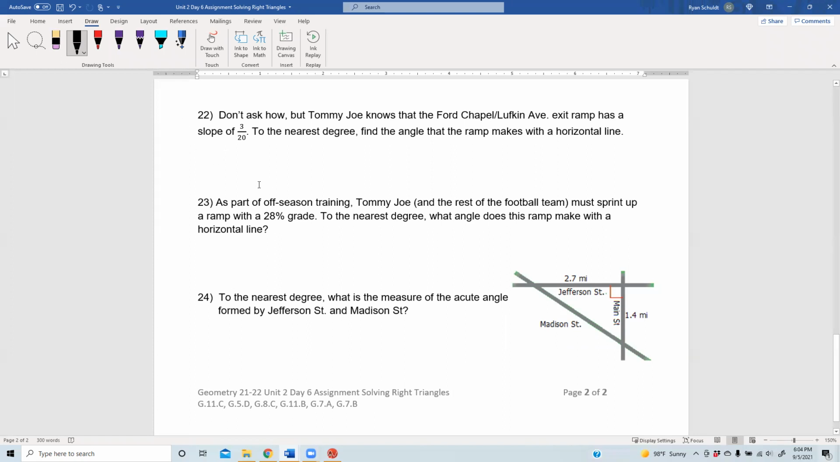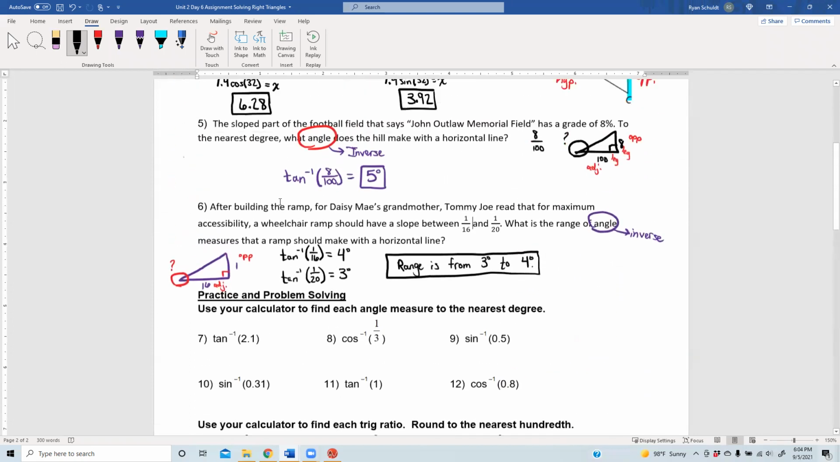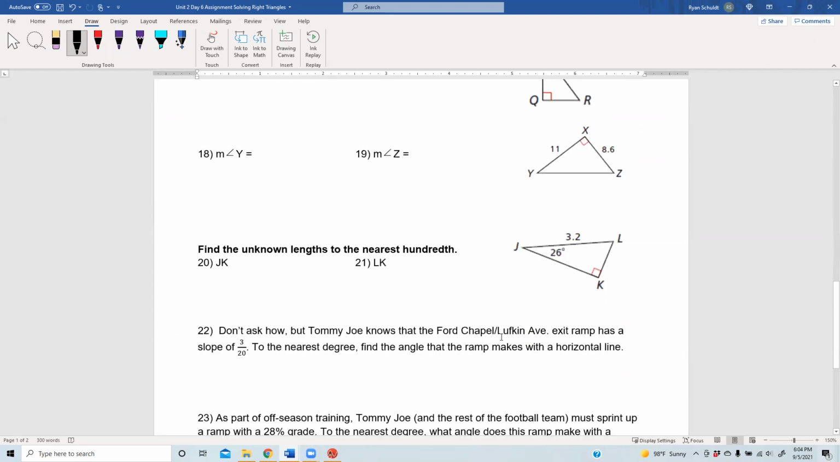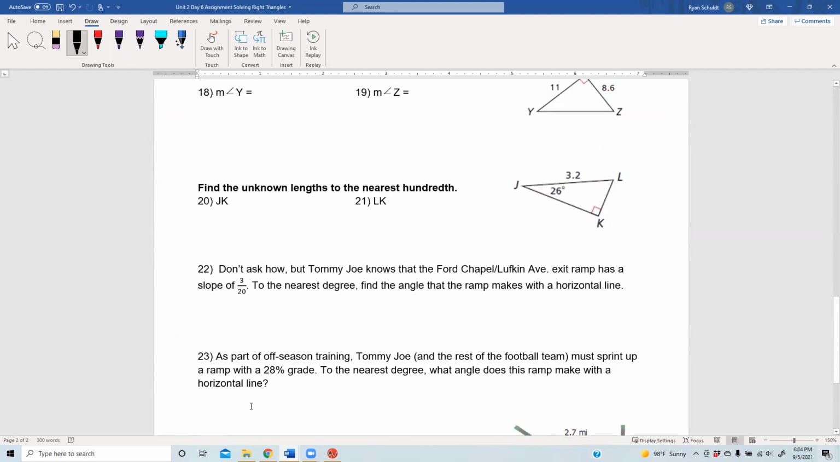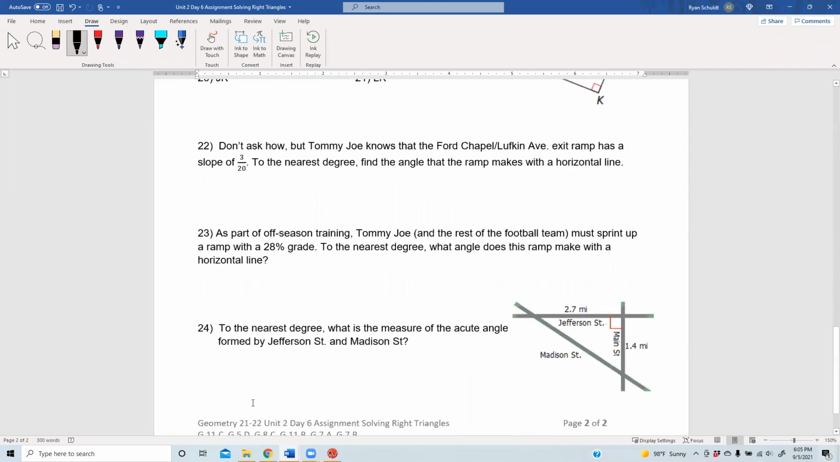So don't sit there and say, oh, I don't like word problems. We just did these 2 on the guided practice, 5 and 6. 22 and 23 are almost identical. I promise you, you can do them. 24 asks you to think a little bit, but you can do it too.